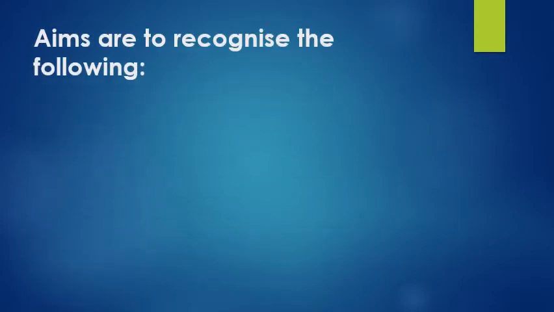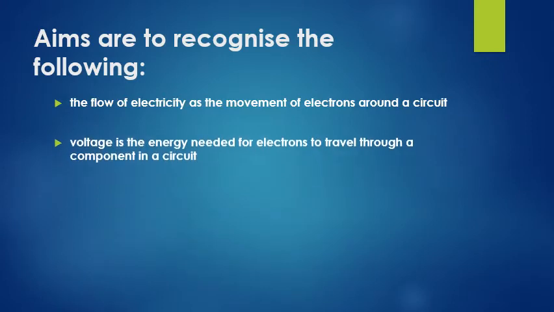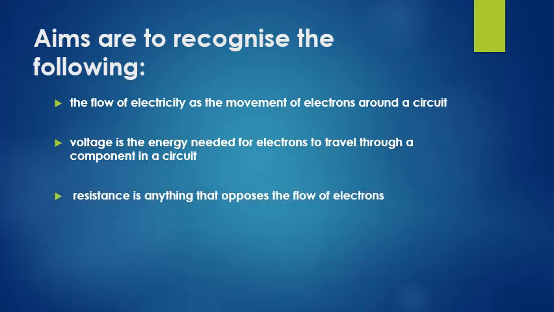The aims of this video are to recognise the flow of electricity as the movement of electrons around a circuit, that voltage is the energy needed for electrons to travel through a component in a circuit, that resistance is anything that opposes the flow of electrons.